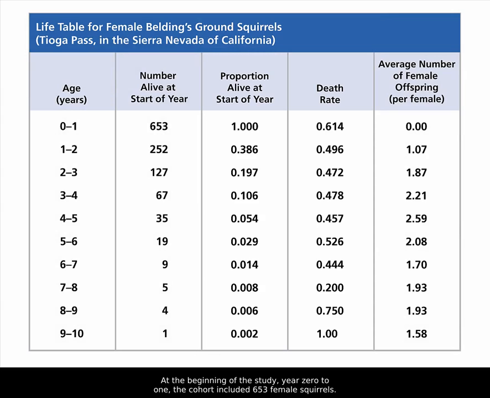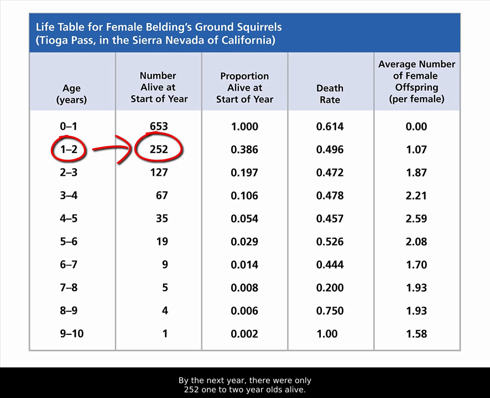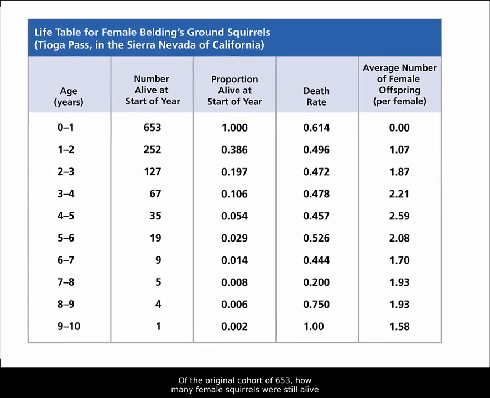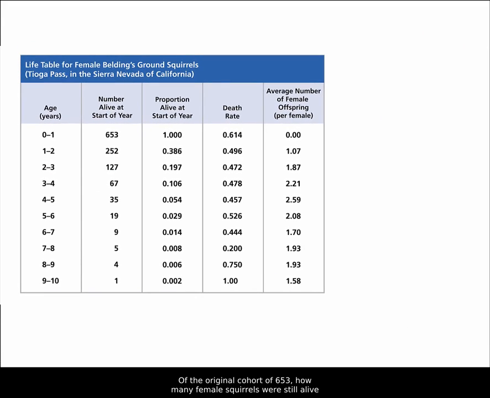At the beginning of the study, year 0 to 1, the cohort included 653 female squirrels. By the next year, there were only 252 1 to 2-year-olds alive. And the year after that, there were 127 2 to 3-year-olds alive. Of the original cohort of 653, how many female squirrels were still alive at the beginning of year 6 to 7? There were 9 female squirrels alive at the beginning of year 6 to 7.